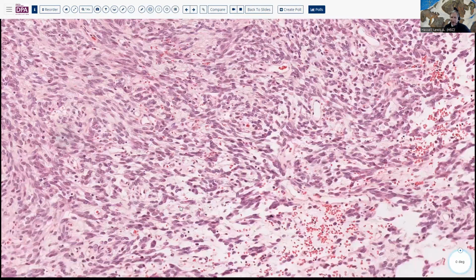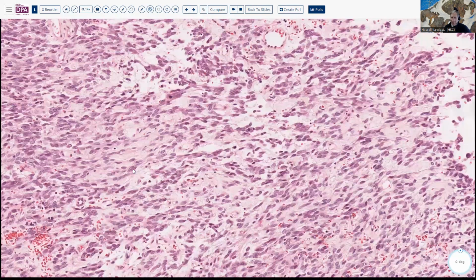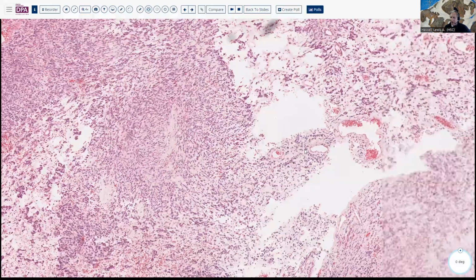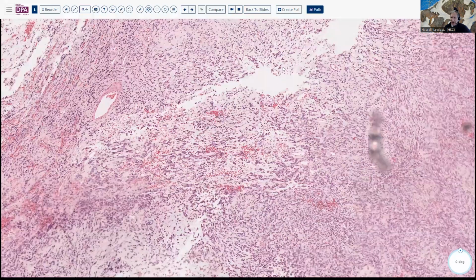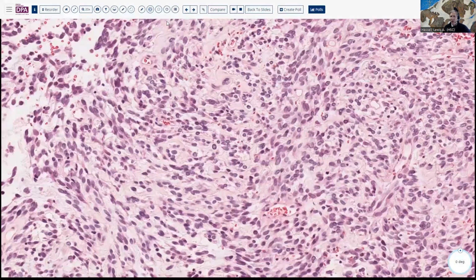It doesn't have the Verocay body type of lesion pattern, and so it gets its own non-name name of the patternless pattern. But you can see variable cellularity, variable degrees of spindle cell change, a little bit of epithelioid change, and so forth.